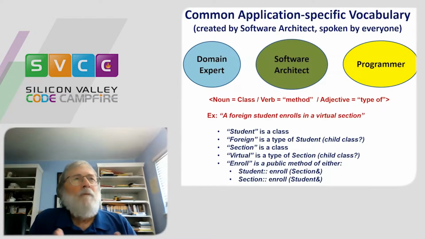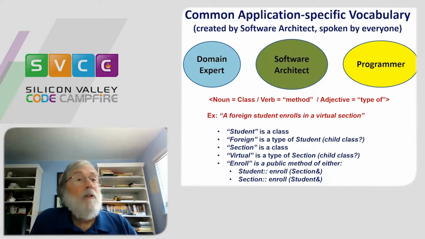Let's look at an example. A foreign student enrolls in a virtual section. We're going to parse that sentence. This is something that the registrar might say. And in terms of parsing that sentence, we now understand what that sentence means to the abstractions that we've defined. Student is a class. Foreign is a type of student. It might be a child class of that student, or it might just be a type of that student class.